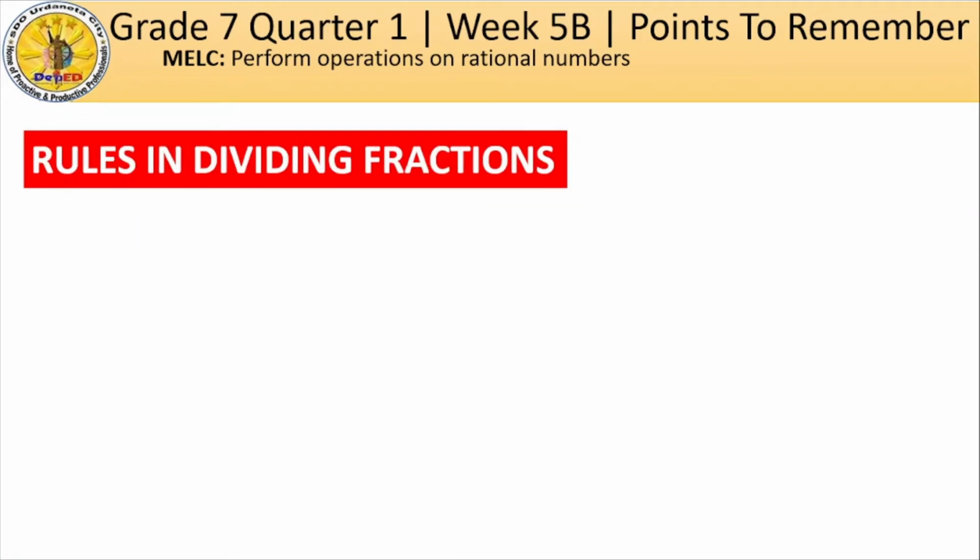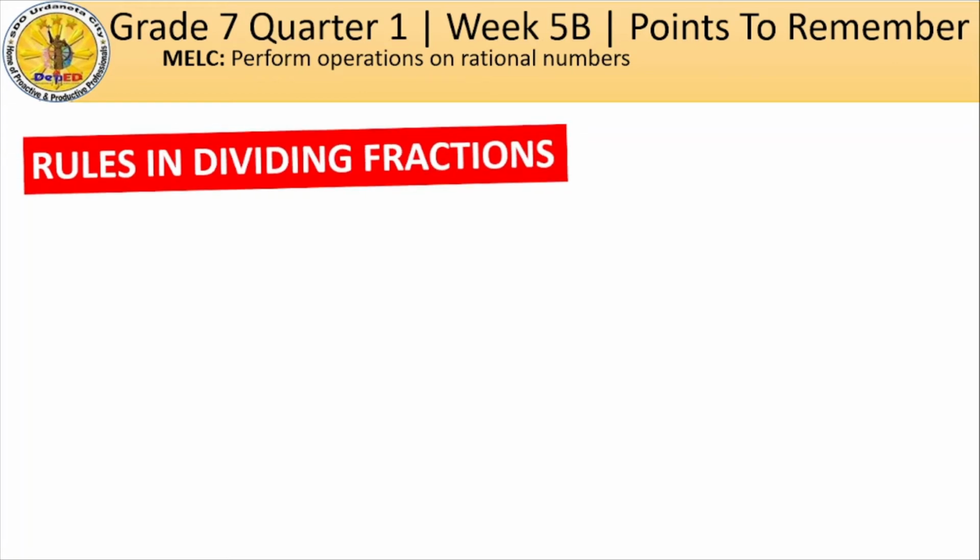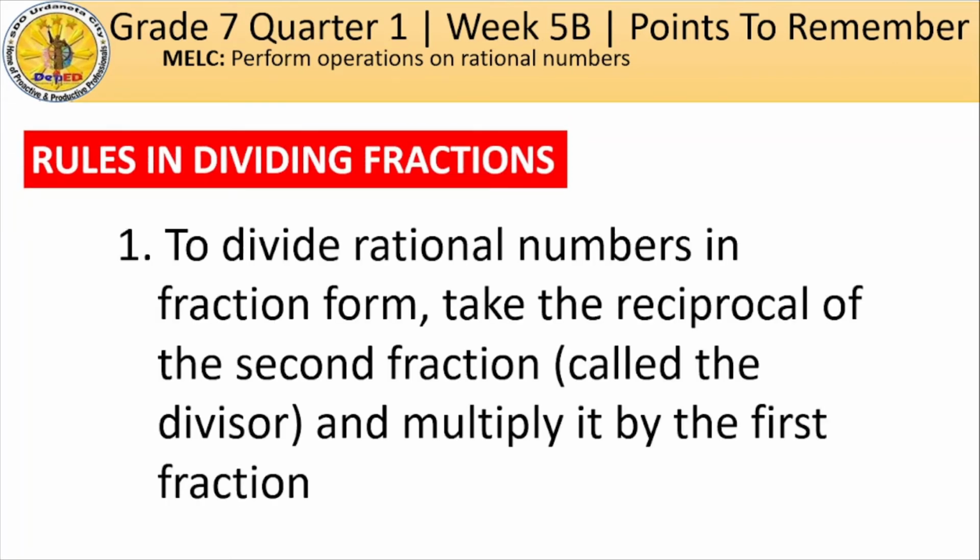Another operation involved in rational numbers is division. Now, here are the different steps in dividing fractions. The first one is to divide rational numbers in fraction form. Take the reciprocal of the second fraction, which is called the divisor, and multiply it by the first fraction.